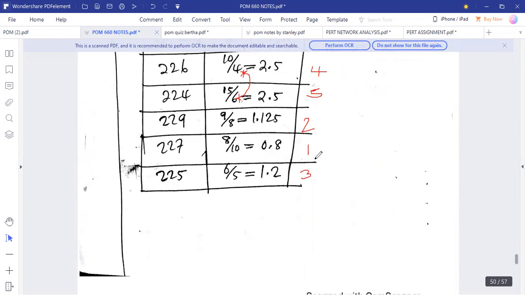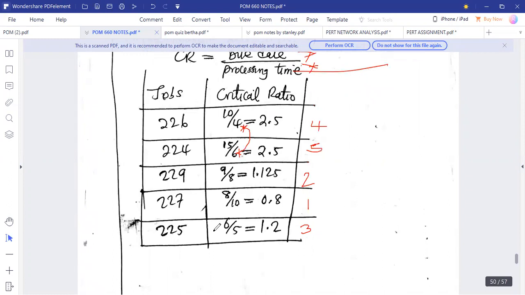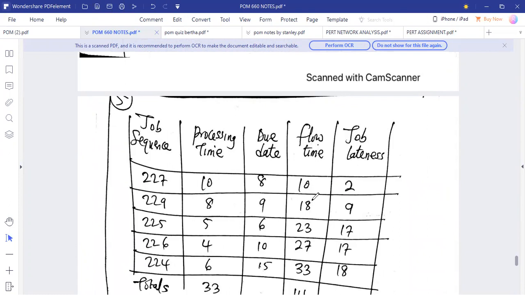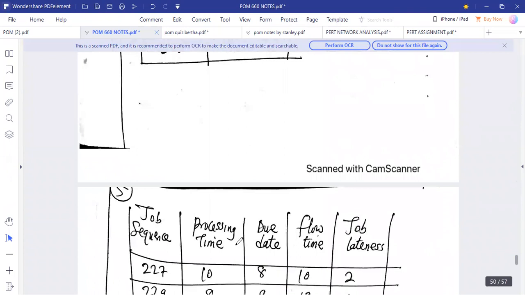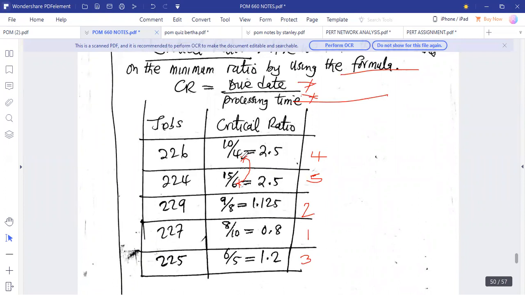So on the table here, the first one is 227. Okay, that's the processing time. We get the respective processing time and due dates for the 227. Then number two is 229. Okay, from here on the rankings. Number three is 225. Number four is 226, like I mentioned, because of the processing time there, because we're tied here. So we get the one which has the shortest processing time.